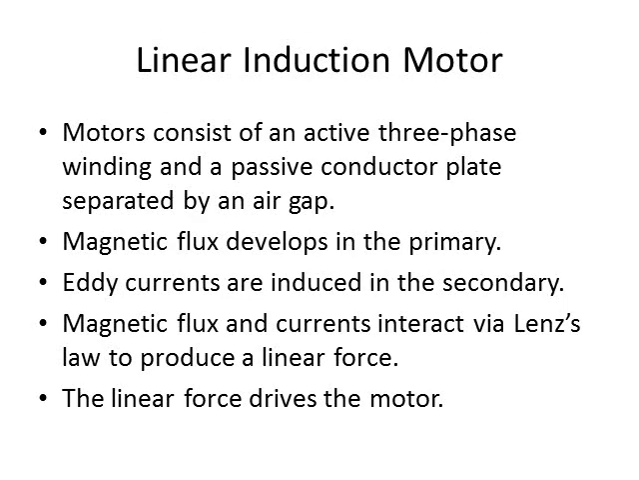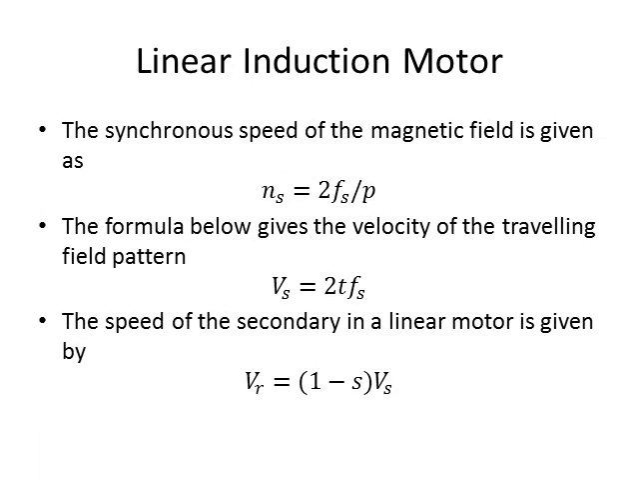The synchronous speed of the magnetic field is given by the formula where f_s is the supply frequency and p is the number of poles. The second formula gives the velocity of the traveling field pattern where τ is the pole pitch, also defined as the distance between two adjacent poles. The speed of the secondary in the linear induction motor is given by the third formula, and note here that s stands for the slip of the linear induction motor.